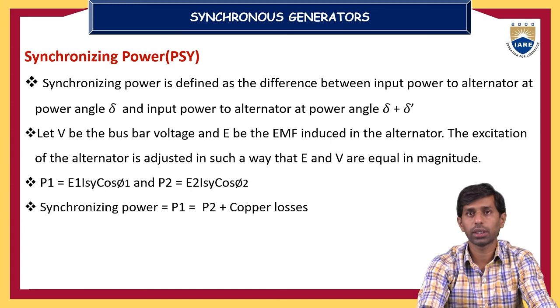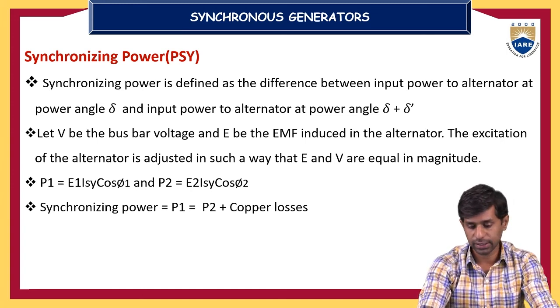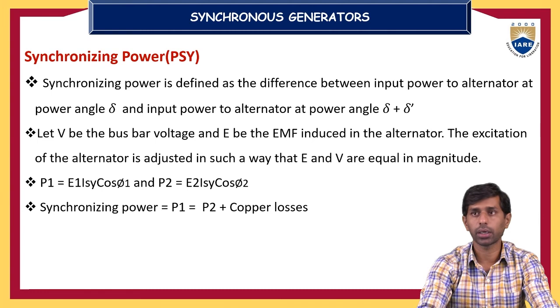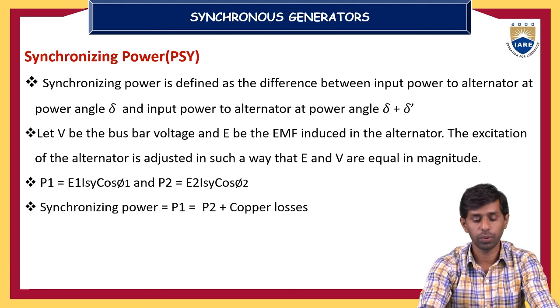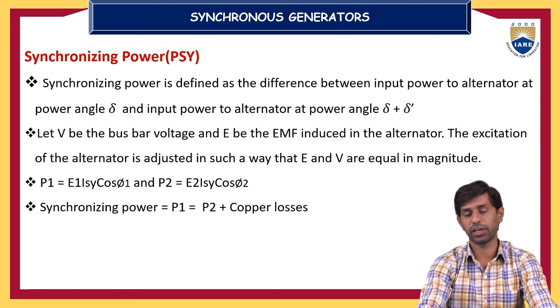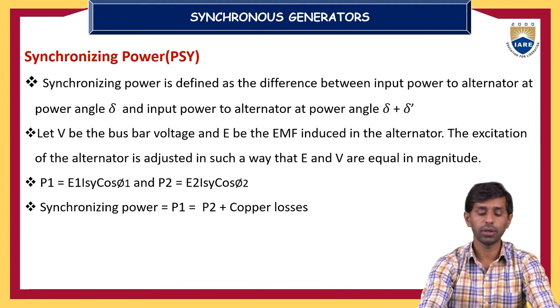So we already discussed synchronizing power. It is defined as the difference between input power to an alternator at a power angle del and another alternator operating at a power angle del plus another new angle called del dash. So P1 is the power of alternator 1, that is E1 ISY cos phi 1, and P2 is E2 ISY cos phi 2. The synchronizing power is nothing but alternator 1's P1 equal to P2 plus copper losses. In the previous vector diagram we represented the synchronizing current as the generating current for alternator 1 and motoring current for machine number 2.